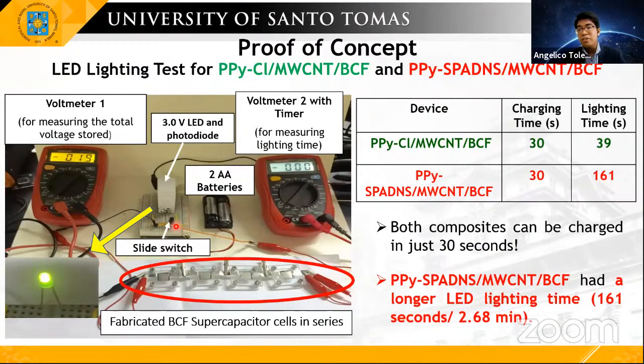So looking at the table on the right, comparing the 2 binary composites, both composites can be charged in just 30 seconds. And again, polypyrrole SPANS multi-wall carbon nanotube in BCF had a longer LED lighting time of 161 seconds or 2.68 minutes.